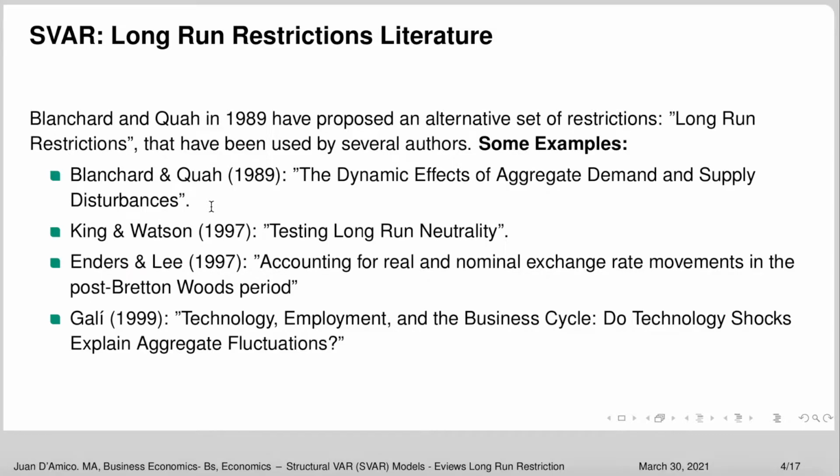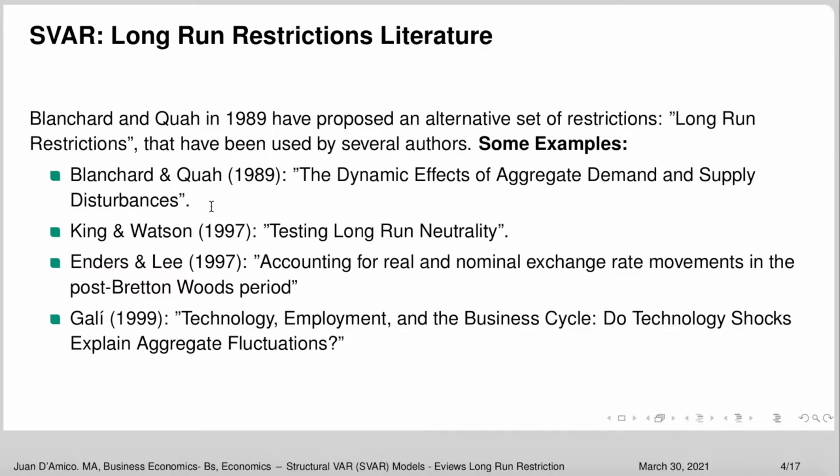So then we have King and Watson in 1997, the paper testing long run neutrality. We have the paper that we're going to be reviewing today, Anderson Lee 1997. Again, as I mentioned, I'm going to be inspired by the results that we're going to be finding in this paper. And lastly, we have Gali 1999, Technology, Employment, and the Business Cycle. And this is a really interesting paper where basically the author mentions that only technology shocks are going to be the shocks that have a permanent effect.